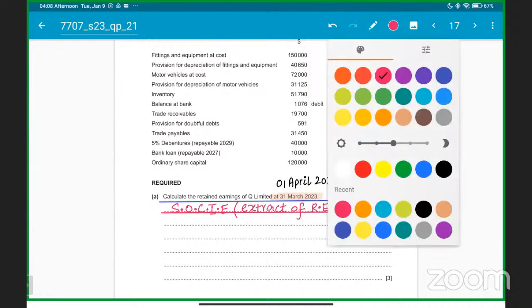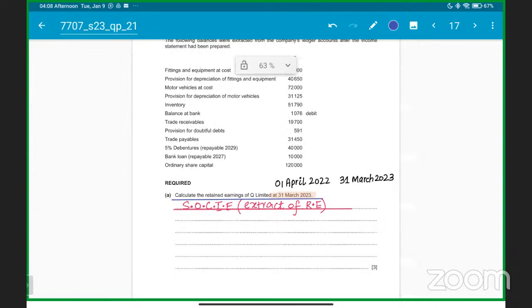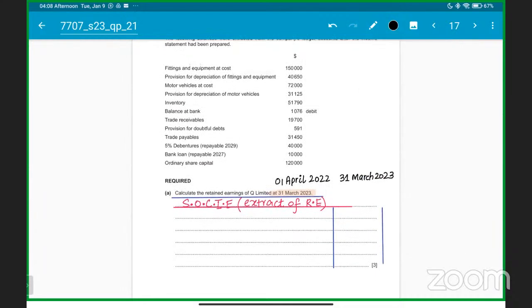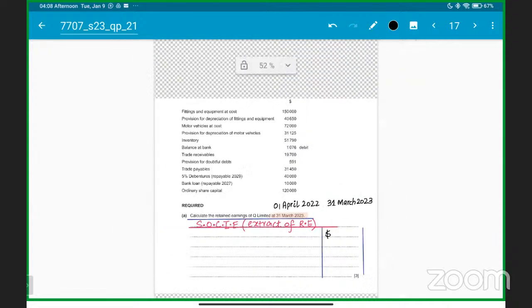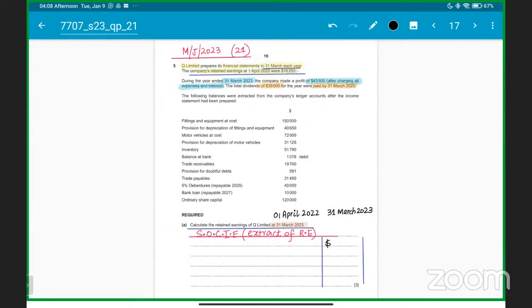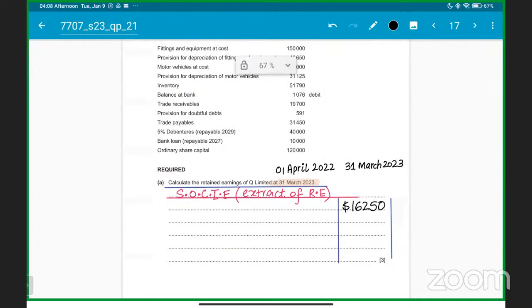So it's very simple. Always remember, you will start with, let's make a column here. It will be simple. You will start with the opening balance. Opening balance is how much? 16,250 at the start of the year. Everyone following? This is the opening balance.